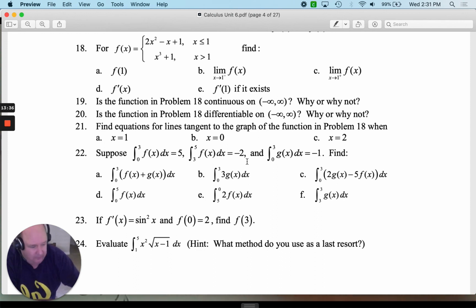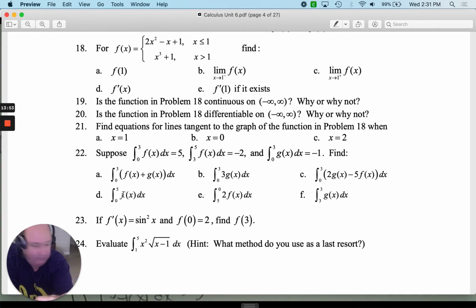And you get 3. E. Integrate from 5 to 0. Notice how they flippity-flipped it. So how do you handle it if it gets flippity-flipped? So we just answered this one.